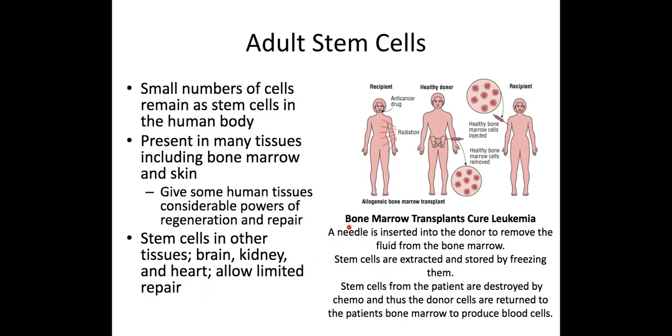Just to put into perspective the therapeutic usage and treatments that stem cells can provide, bone marrow transplants can be used to cure leukemia as a result of stem cells. Through the process, a needle is inserted into the donor to remove the fluid from the bone marrow. Stem cells are then extracted from this fluid and stored by freezing. Stem cells from the patient are then destroyed by chemotherapy, and the donor cells are returned to the patient's bone marrow to produce new healthy blood cells.